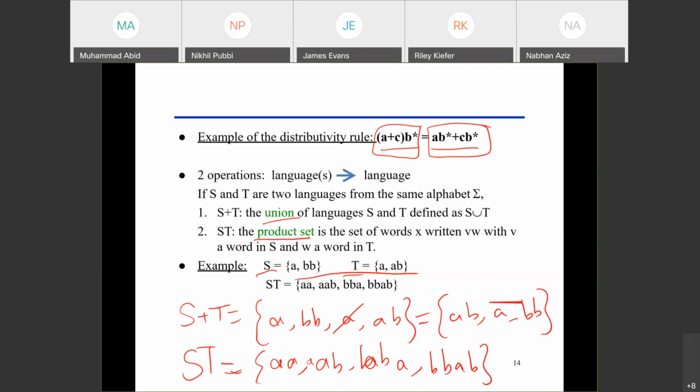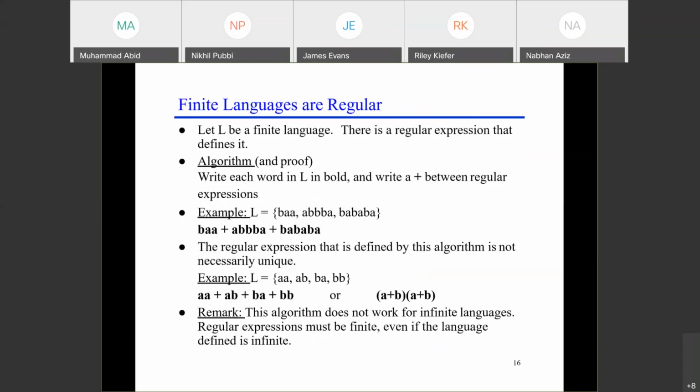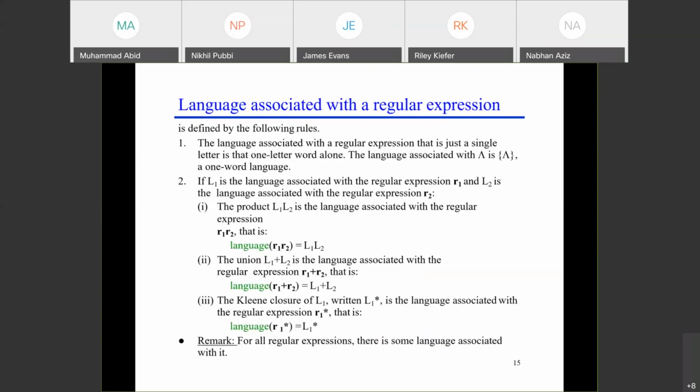Okay, that's very nice. Now we are talking about the language associated with the regular expression. This is just what I just explained to you, what we did before. It is just a formal definition of that. So the language associated with a regular expression that is just a single letter, or if in your language you have just lambda. Which language is associated with the regular expression? It is a regular language. If you just want to create a lambda, this will also be a regular language. It is a one word language.